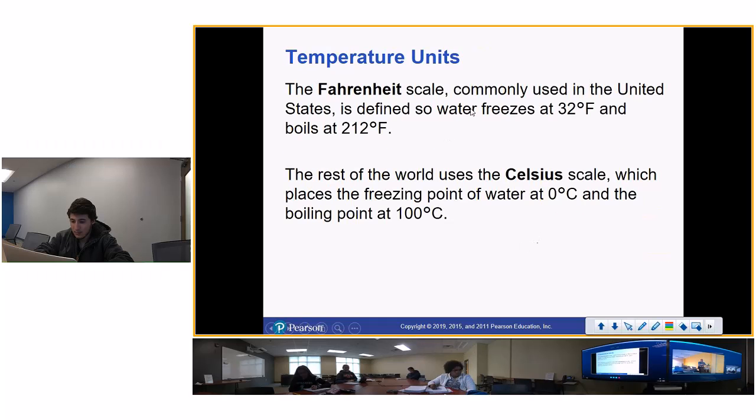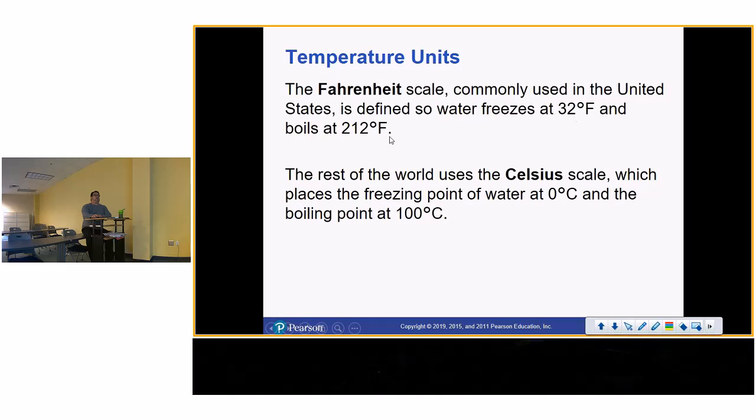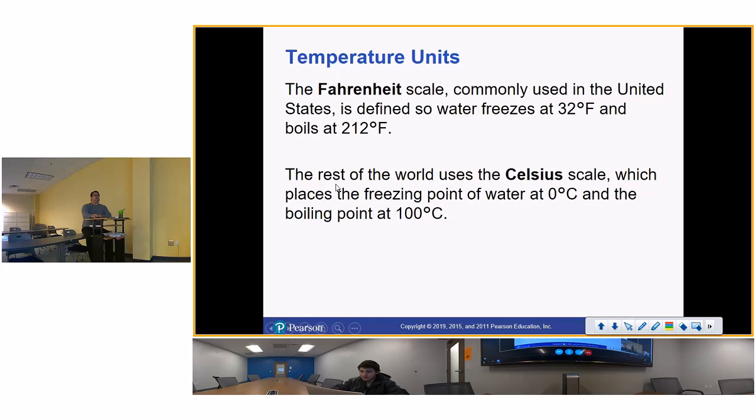Okay, the Fahrenheit scale commonly used in the United States is defined so water freezes at 32 degrees Fahrenheit and boils at 212. The rest of the world uses Celsius, which places the freezing point of water at 0 degrees Celsius and the boiling point at 100 degrees.